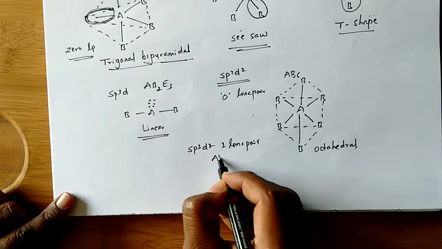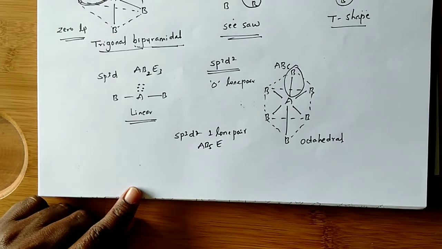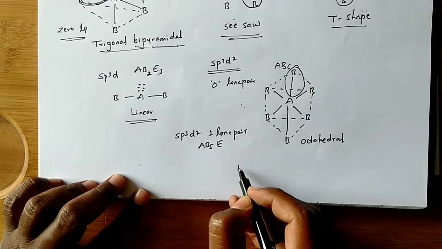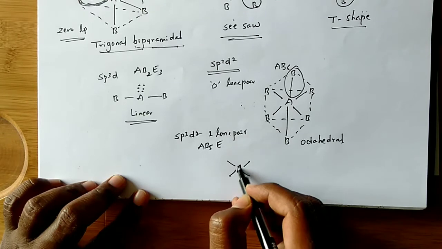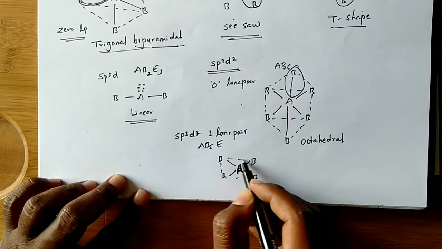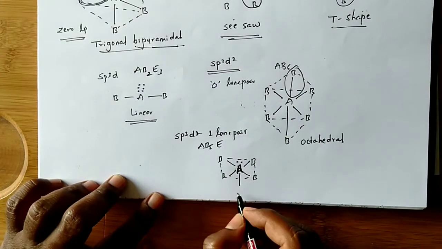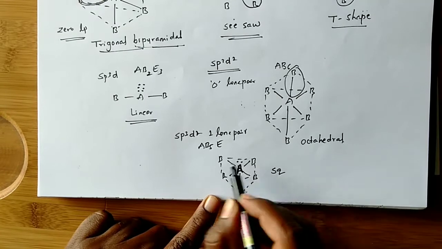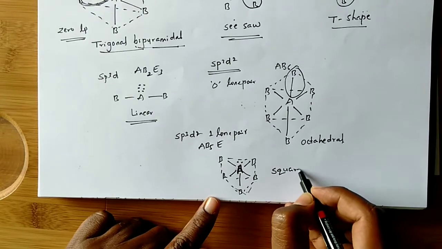Suppose the hybridization is sp3d2 with one lone pair, which means it is AB5E type. So I am removing one bond. So here the structure is like this. This is A, these are all B, and there is one lone pair due to removal of this bond. What is the shape here? Square pyramidal. This is a square and this is like a pyramid.